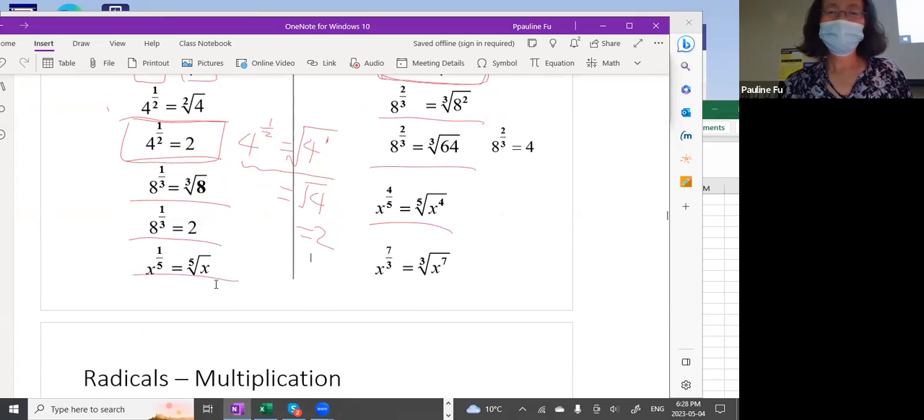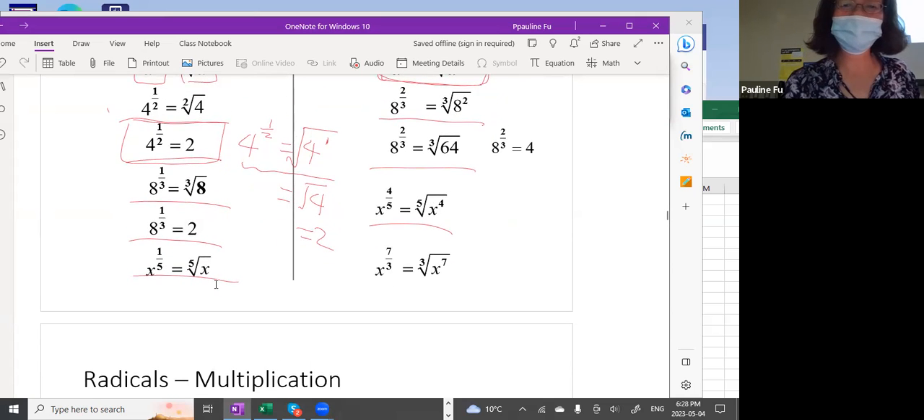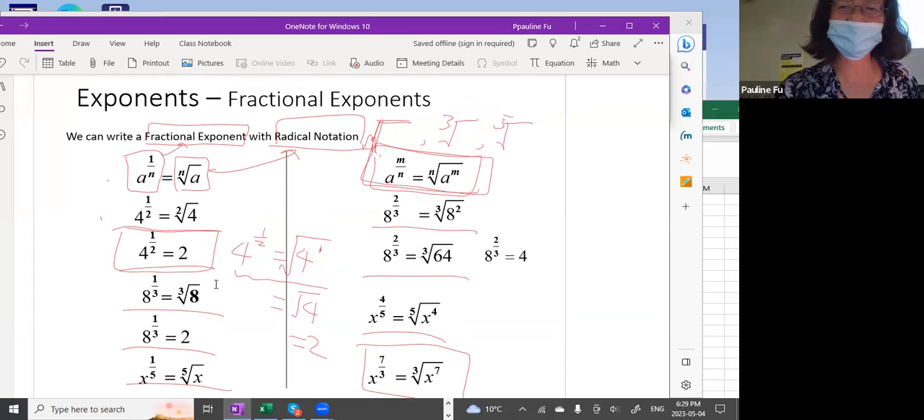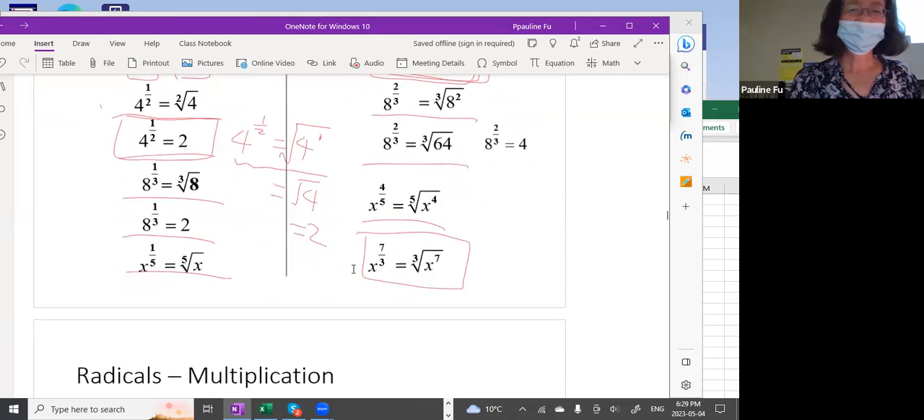Okay. Again, make sure you know how to go from left to right. If I leave, okay, they're all based on this basic formula. This is the foundation. This one here is the foundation.